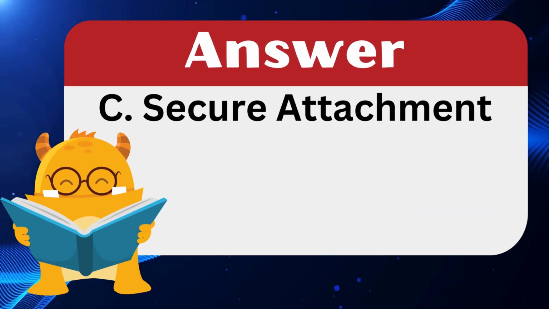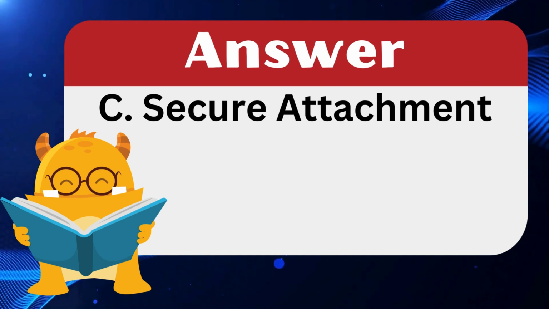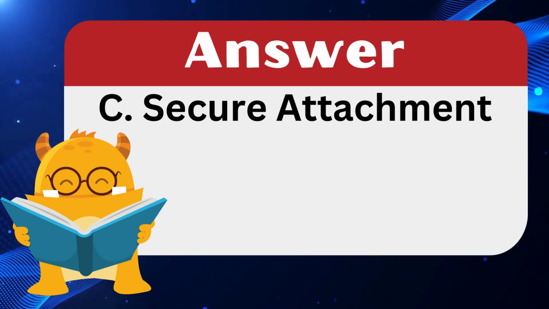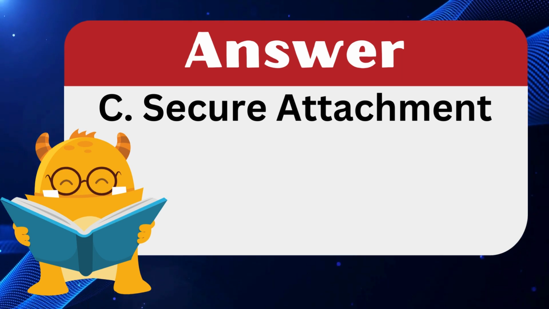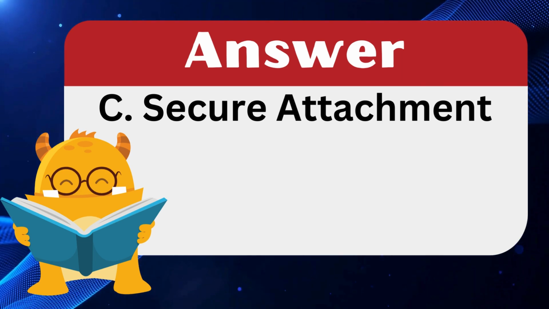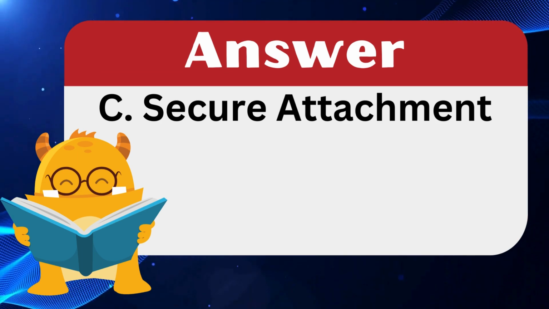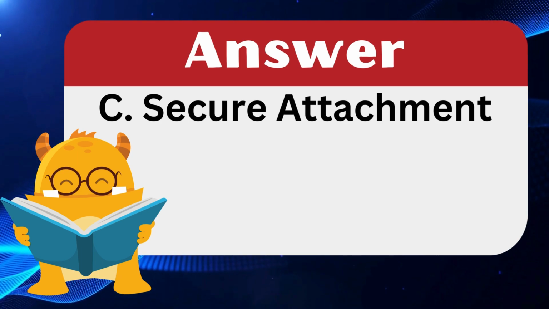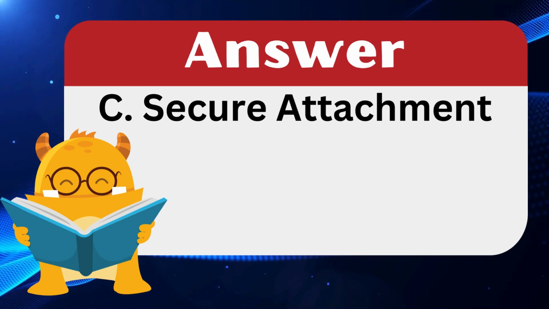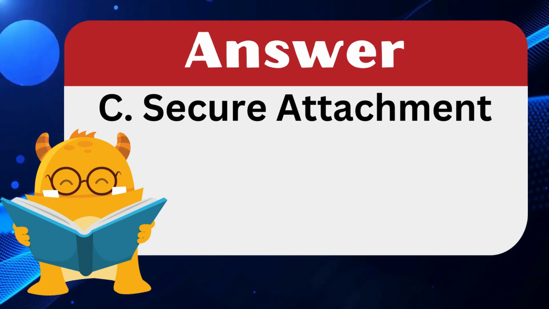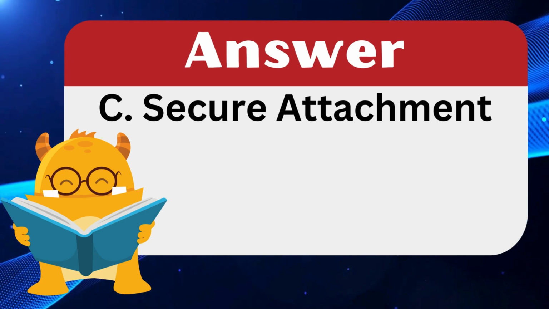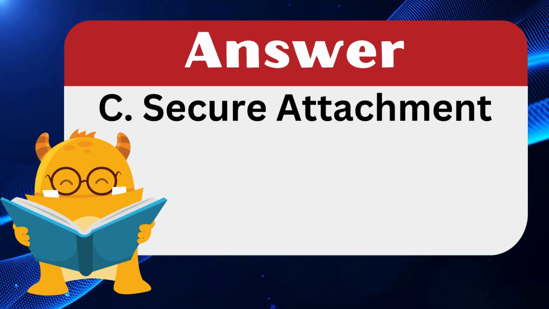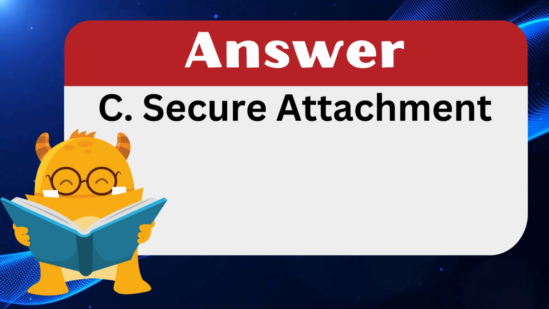C. Secure attachment. The secure attachment style is characterized by distress upon separation from the caregiver and comfort upon their return. Children with secure attachment exhibit distress when separated from their caregiver but are easily soothed upon reunion. This attachment style reflects a healthy emotional bond with the caregiver, allowing the child to explore confidently while seeking comfort when needed.